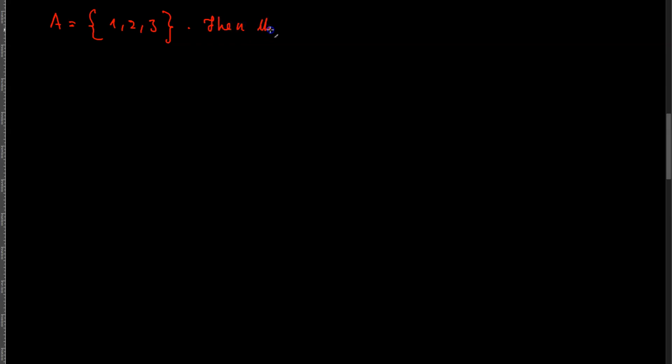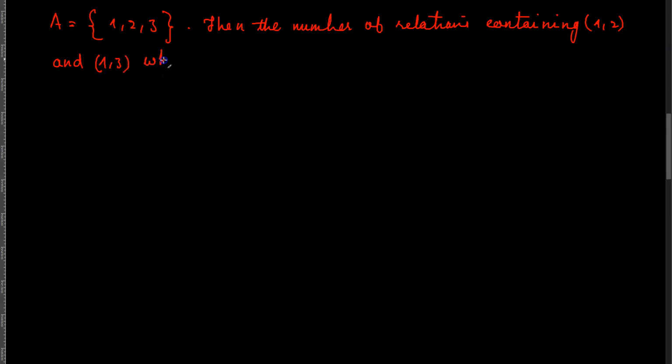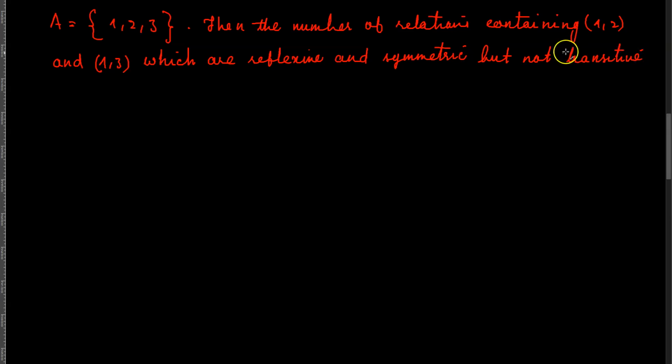So then the number of relations containing (1, 2) and (1, 3), which are reflexive and symmetric but not transitive, is: choice A is 1, choice B is 2, choice C is 3, and choice D is 4.